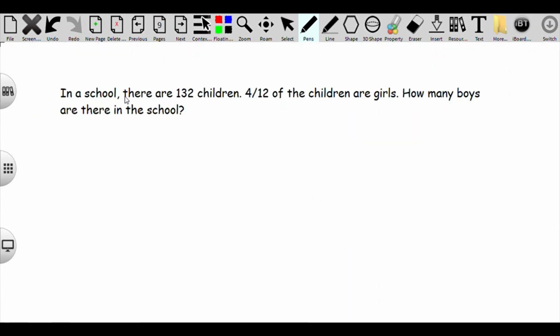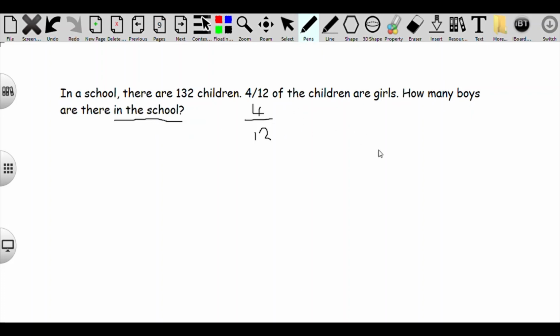Moving on then, your final mastery question, this is optional, okay, but if you're finding these lessons easy, this is the sort of thing I would do to definitely show my understanding in lots of areas of maths. In a school, there are 132 children. 4/12, and I'll put this as a normal fraction that you'd see in a question, just in case that confuses you, of the children are girls. How many boys are there in the school?